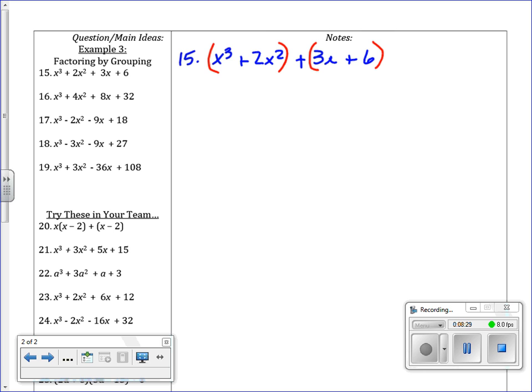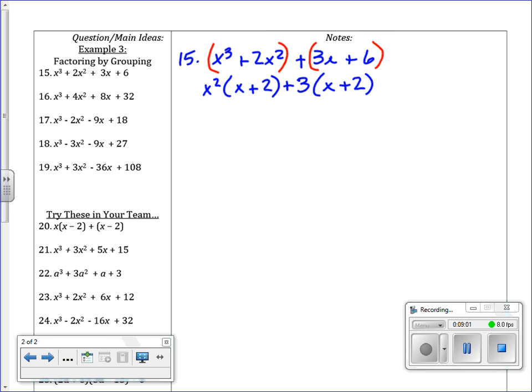Now, next thing I'm going to do is factor out. Just like we did in our previous problems, I'm going to pull out the greatest common factor here, which is x squared. And that would be times x plus 2. And here with this group, I'm going to pull out a 3. That would be a plus 3 times x plus 2.